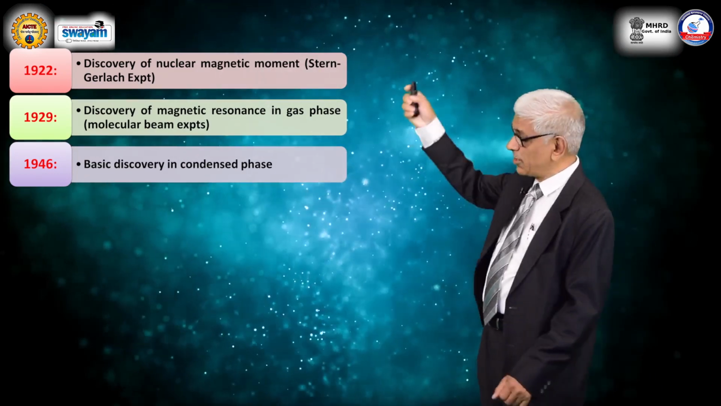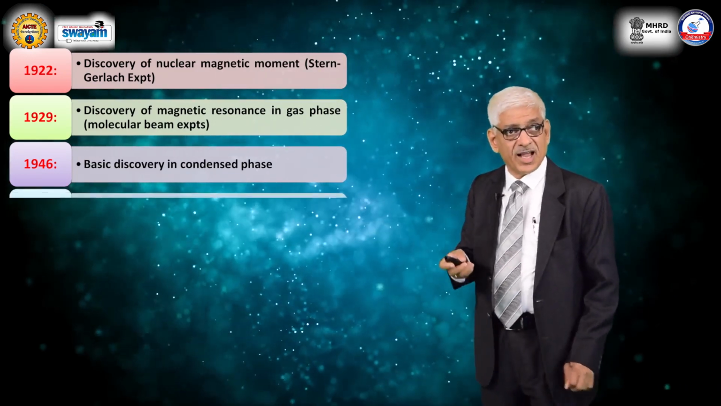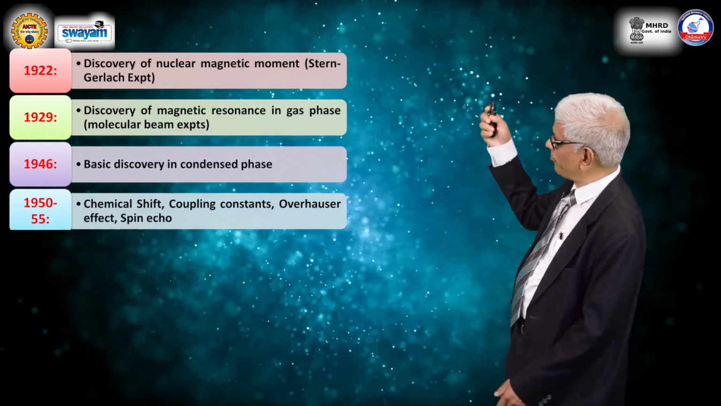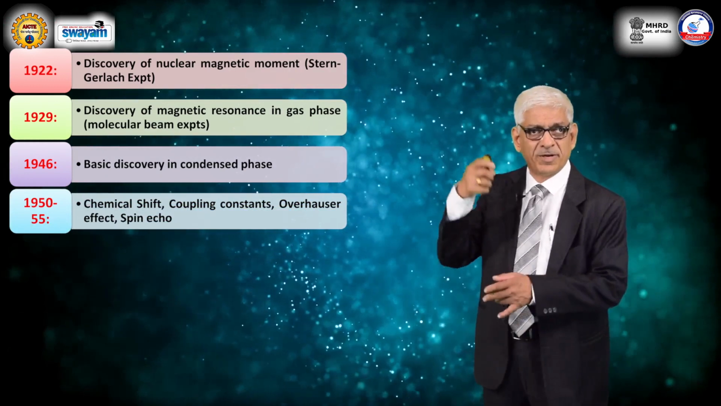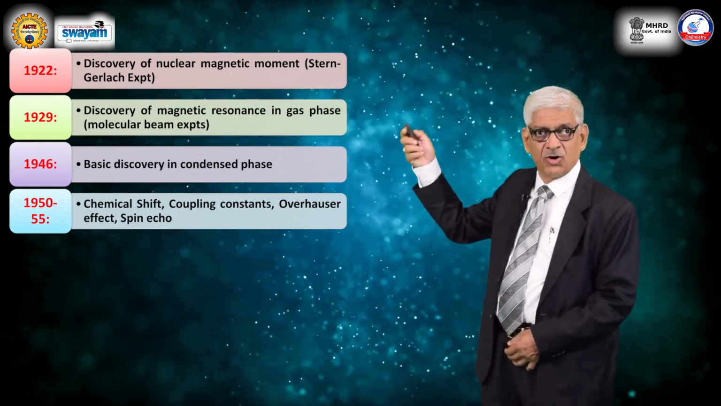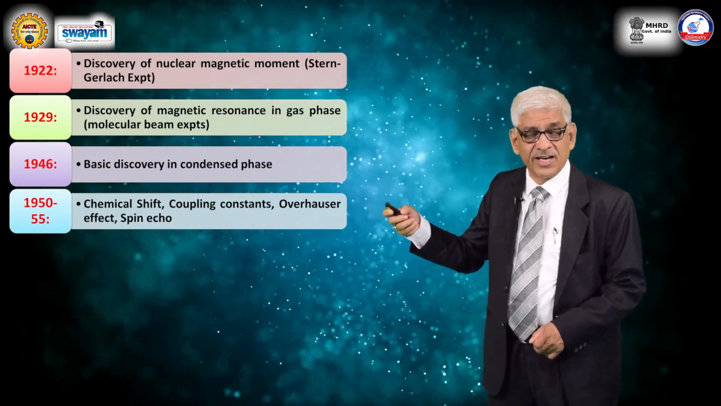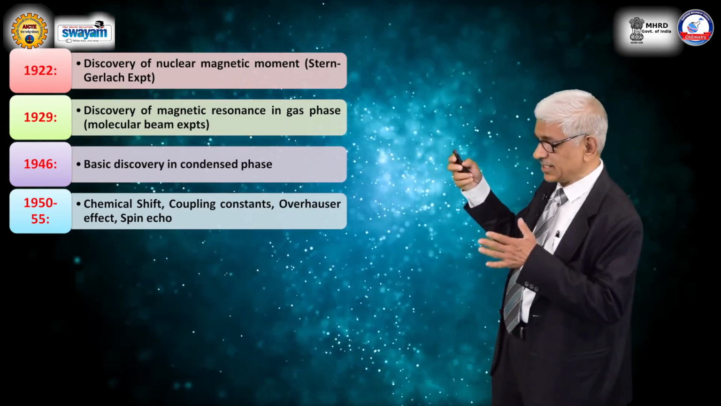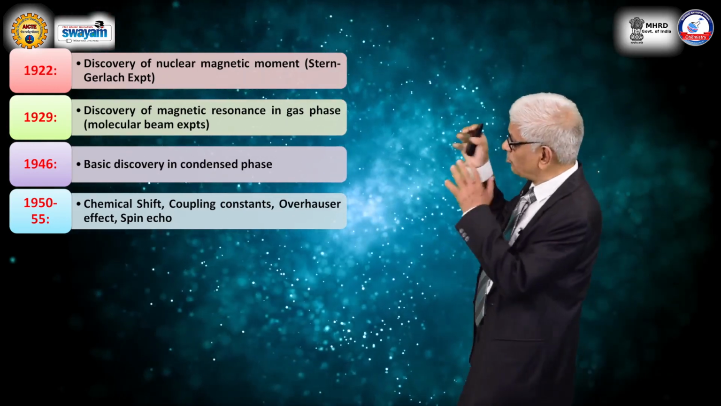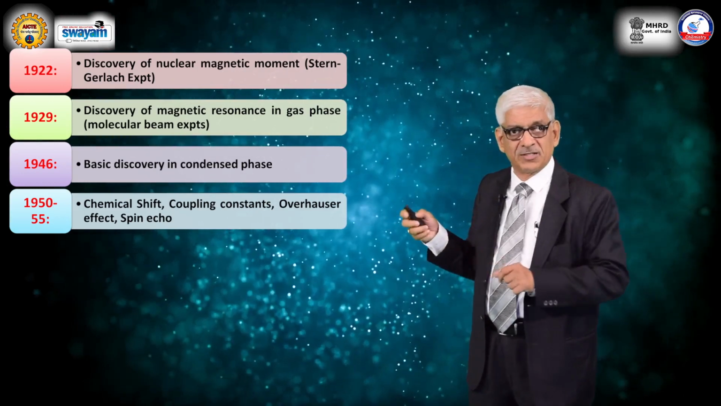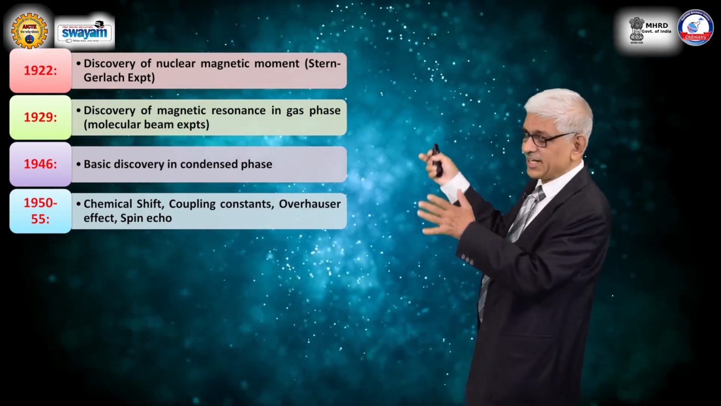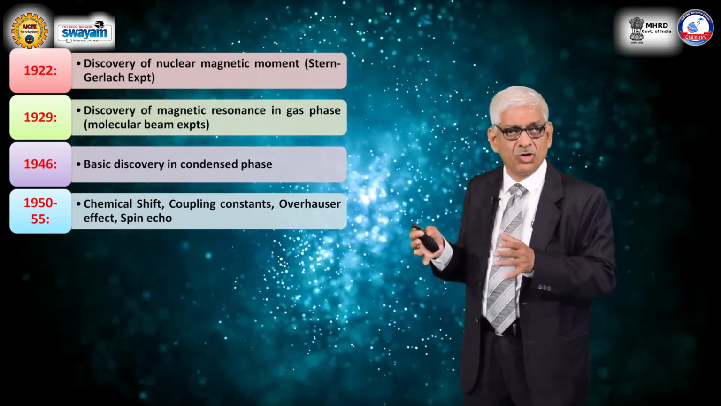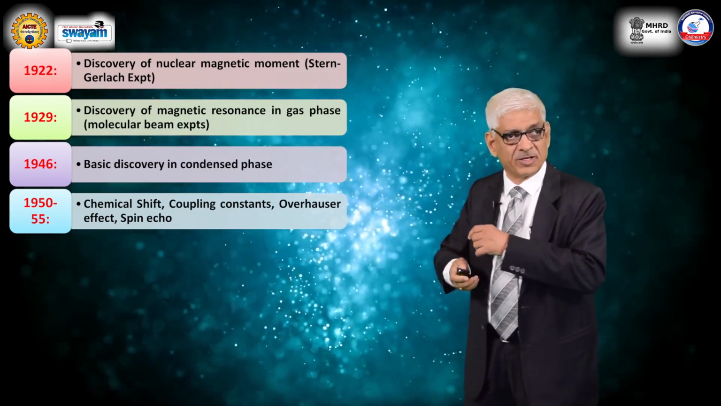All along this has been in the area of physics, and in the period 1950 to 55 a number of discoveries were made: chemical shift, coupling constants, the Overhauser effect, and spin echo, which is also such an important development. This almost would have fetched a Nobel Prize, but somehow it missed it, but never mind. That is an important technique which has played a very major role in all modern developments in NMR spectroscopy.